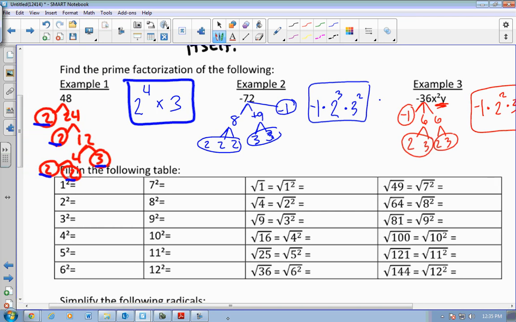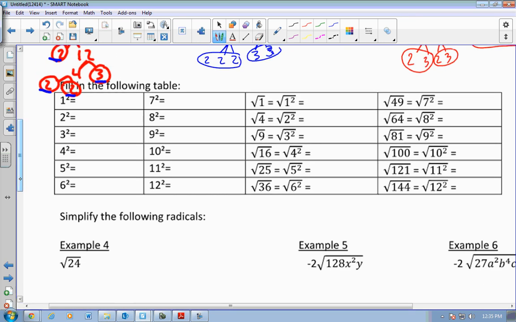Okay, let's go through and fill in the first two columns. 1 through 12. 1 squared, 2 squared, all the way through 12 squared. No calculators, though. Fill in both columns. 1 squared, 2 squared, 3 squared. 1 squared means 1 times 1. What's 1 times 1? Okay, write it in. Go all the way through 12 squared.